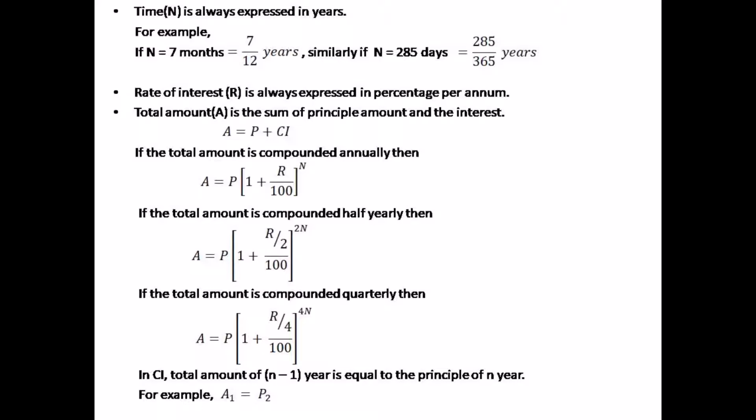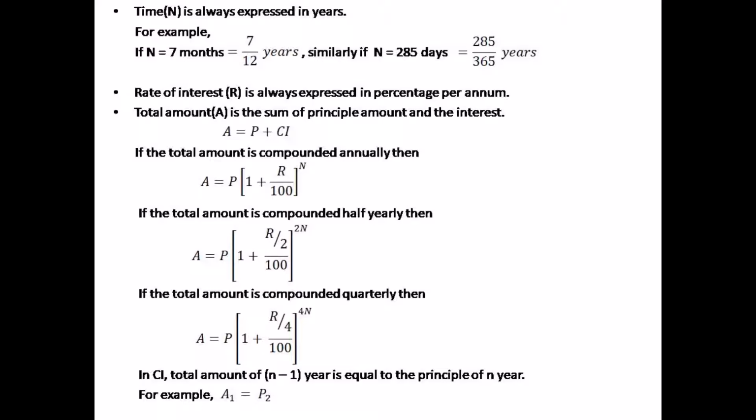Rate of interest is always expressed in percentage per annum. Total amount is the sum of principal amount and the interest. That is A equals P plus CI. If the total amount is compounded annually, then A equals P into (1 plus R by 100) on the whole power n. If the total amount is compounded half yearly, then A equals P into (1 plus (R by 2) divided by 100) on the whole power 2n. If the total amount is compounded quarterly, then A equals P into (1 plus (R by 4) divided by 100) on the whole power 4n.